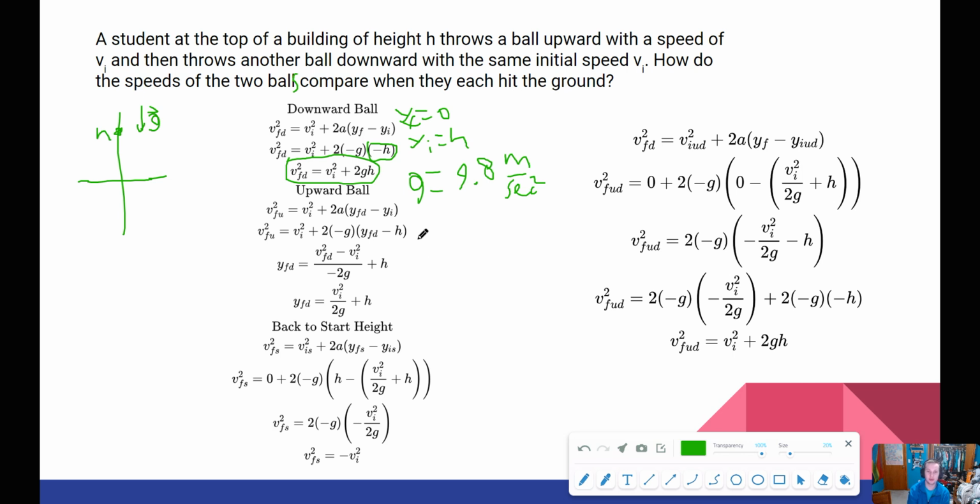So then we're going to move to the upward ball. We've got the final velocity of the upward ball squared is equal to the initial velocity squared plus 2a, all that good stuff. Our initial position is still h, and our final position is the final position of the ball.